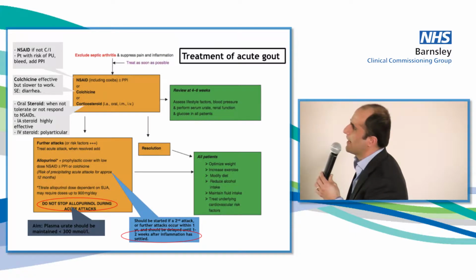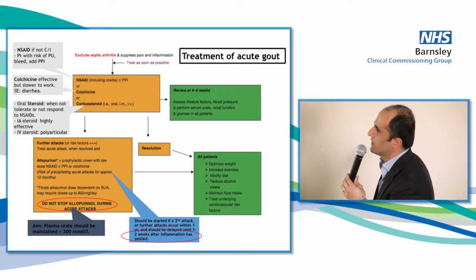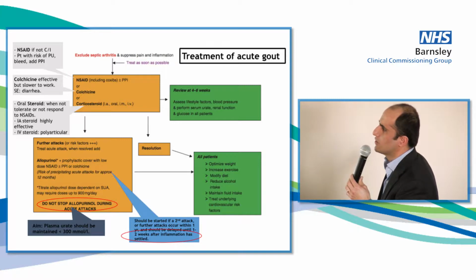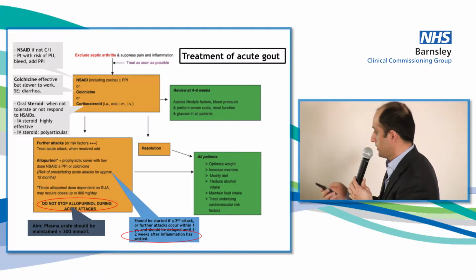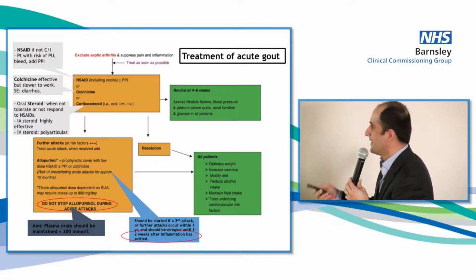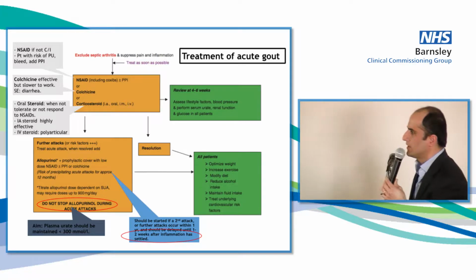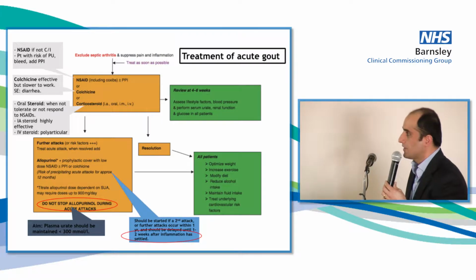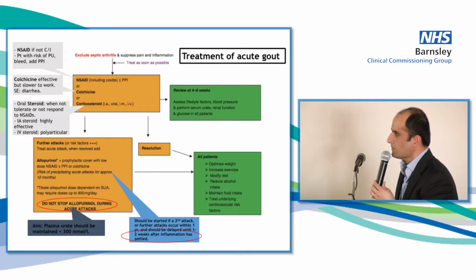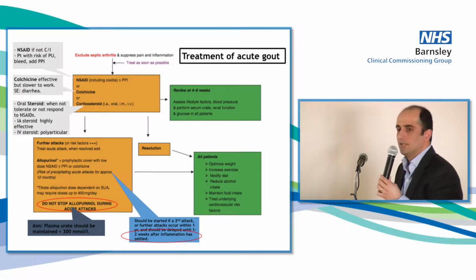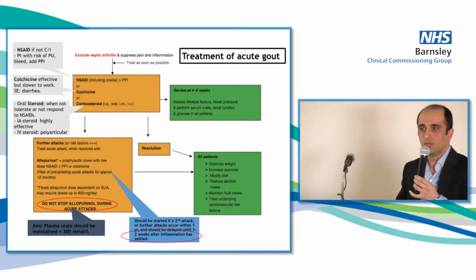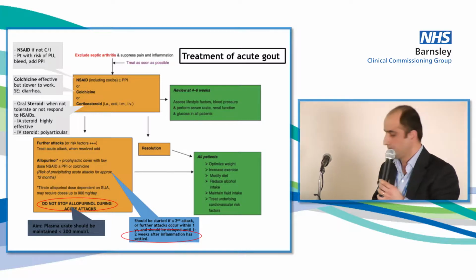So that's the NSAID that we talked about, colchicine and oral steroid, intraarticular steroid, and IV steroid. As I said, allopurinol should be started 2 weeks after the acute attack. And please don't stop allopurinol during acute attacks of gout.